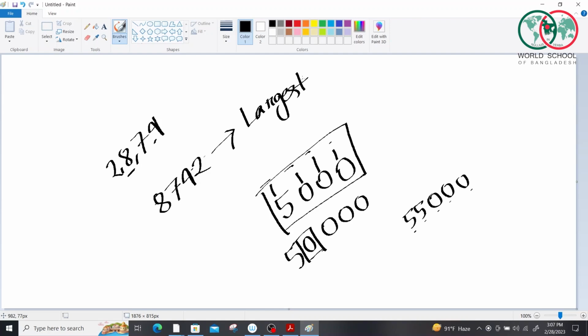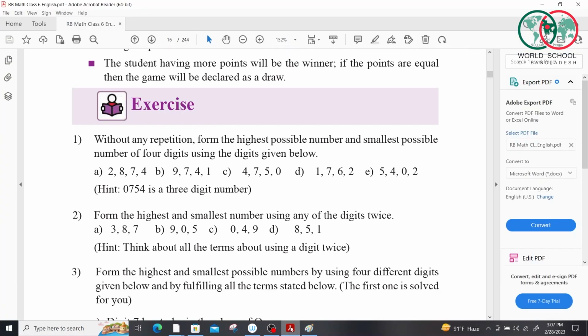And to write the smallest, we will reverse the technique. We will write the smallest digit first. So 2, 4, 7, 8. It is the smallest number possible with these 4 digits. So the rest 4 of them will be done by you. Okay, let's go to the second.